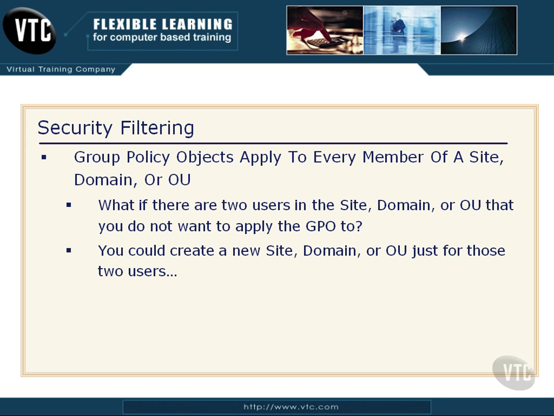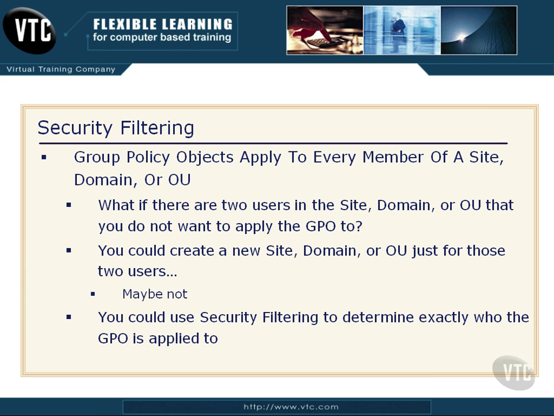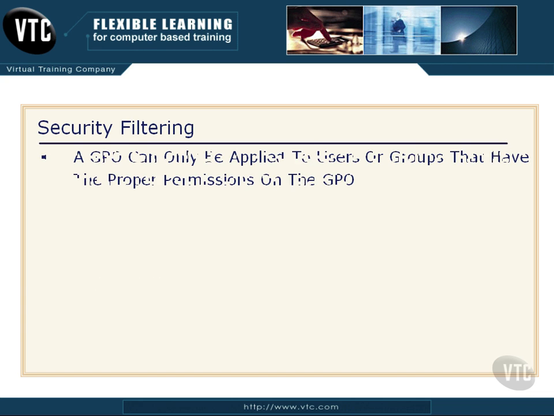One of the solutions is that you could just create a new site, domain, or OU just for those two users and separate them from everybody else. Maybe not. Or you could just use what's called security filtering to determine exactly who the GPO is applied to. Now understand, a GPO can only be applied to users or groups when they have the proper permissions on the GPO. They have to be able to read the GPO, and they have to have the Apply Group Policy, or AGP, permission as well.